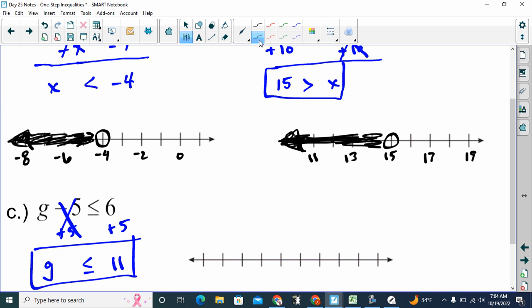On the number line, 11 needs to be on there. g is less than or equal to 11. 11 should be part of my solution. I have a closed circle. 11 is bigger than the g. I'm trying to shade in the variable, in this case g. So 11 needs to be bigger than my shading. So once again, I shade it to the left.